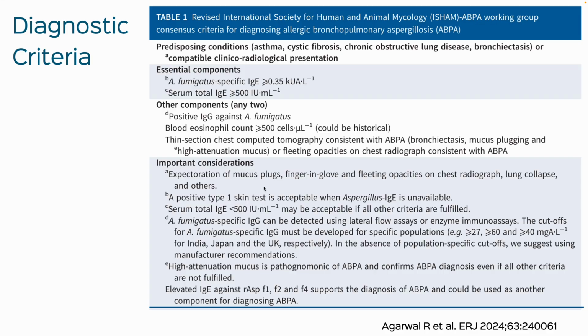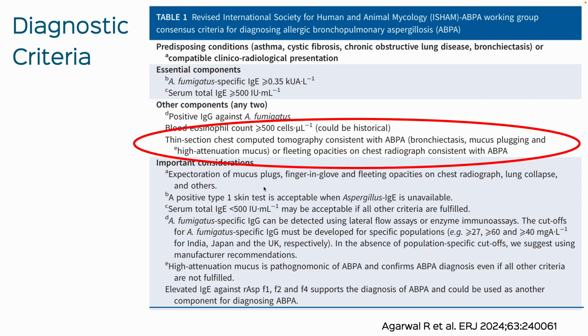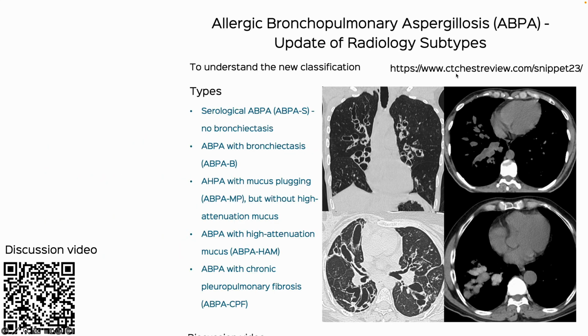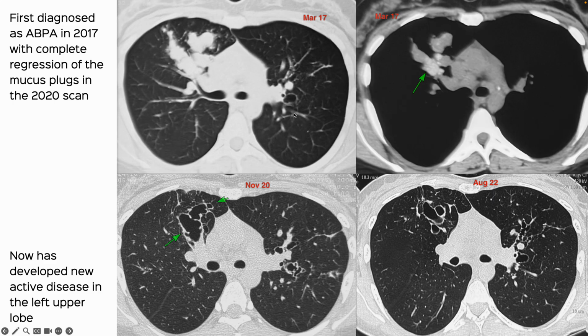If you look at the ISHAM paper from 2024, which revised the ABPA criteria, CT with mucus plugging and high attenuation mucus is an important part of the diagnostic criteria for ABPA. That paper also talks about the various radiological types of ABPA, of which ABPA-HAM is the one that is diagnostic and pathognomonic. I also did a snippet, snippet 23, about a couple of months ago, and discussed this entire thing, so you can check that out if you want.